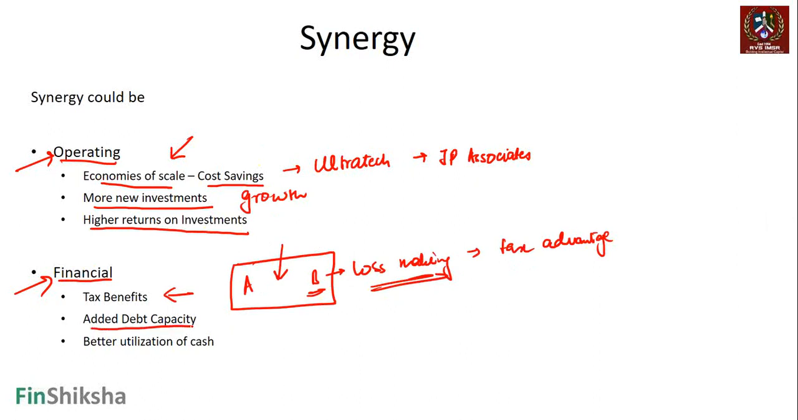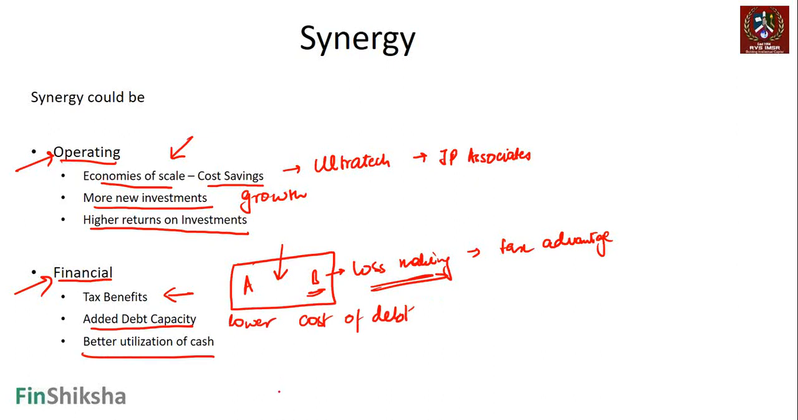There could be added debt capacity. When two companies combine to form a larger entity, the debt capacity could increase. The combined entity would have better access to resources, and hence banks would be more comfortable giving out higher debt, and consequently you would see a lower cost of debt in this scenario, right? Because of the combined capacity of the two companies getting together.